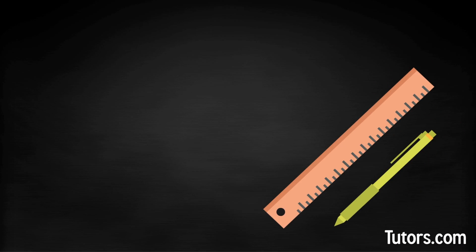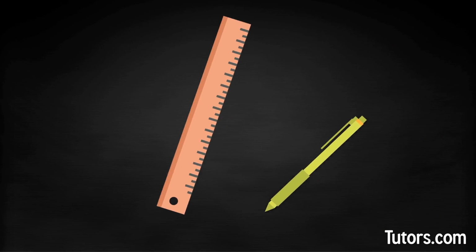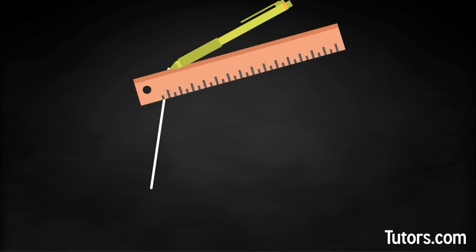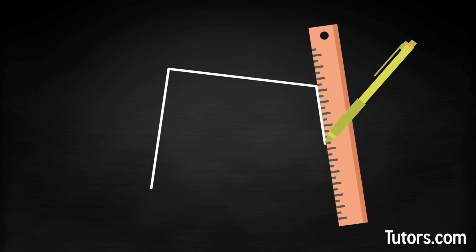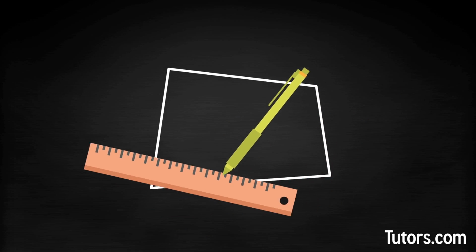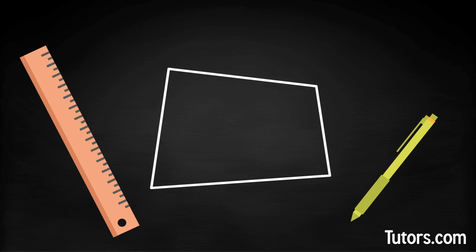Let's draw a quadrilateral. Use a straight edge or ruler to draw a quadrilateral. Draw 4 line segments so each endpoint touches one other endpoint. Whether you have drawn a simple or complex, convex, or concave quadrilateral, you did it correctly.